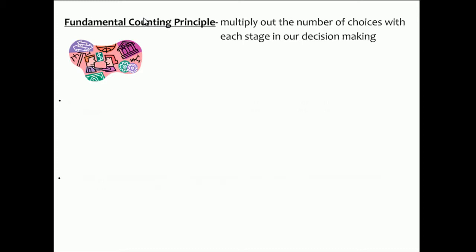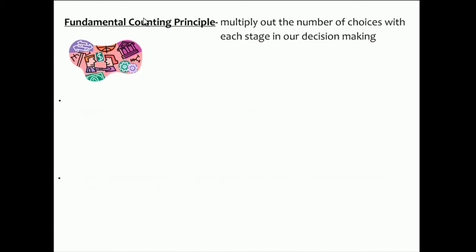So we'll start with the fundamental counting principle, which tells us to multiply out the number of choices with each stage in our decision making. So this is probably at the base of everything that we do in this unit. If you can get the fundamental counting principle, then everything else follows from this concept.